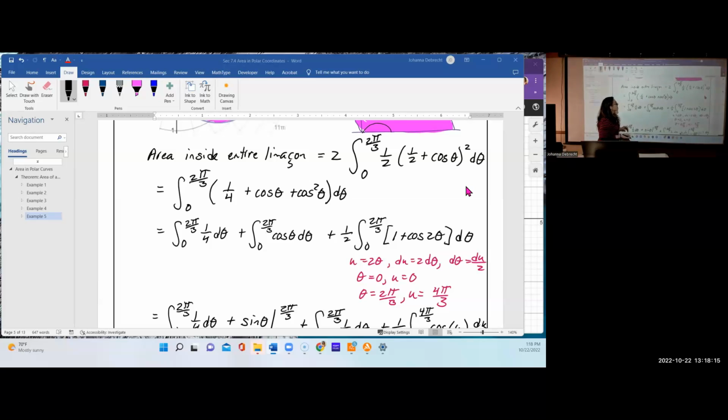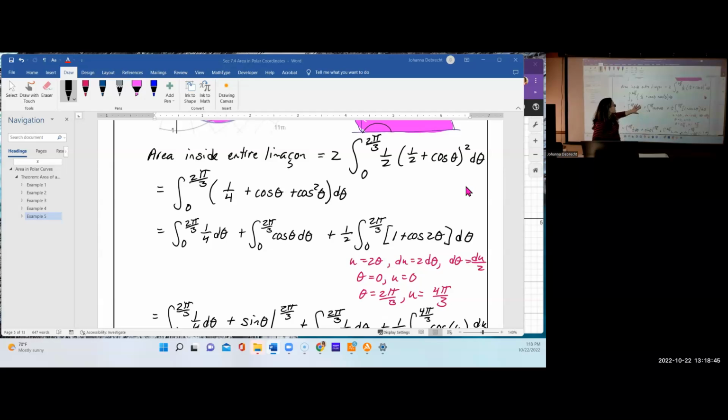Let's compare our results. We're finding the area inside the entire Riemann Sum by doubling the area from 0 to 2 pi over 3, which sweeps out the entire thing from the pole out to the edge of the curve. So we have 1/2 of r squared d theta, and the 2 times the 1/2 cancels. When we square the binomial-like thing, we get 1/4 plus cosine theta plus cosine squared of theta, which we've had a bunch of times today.